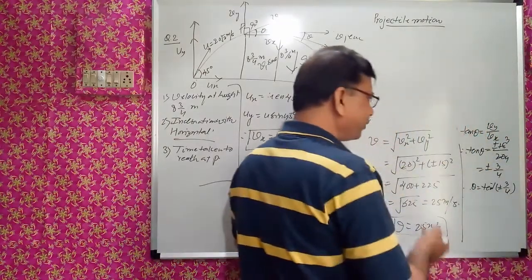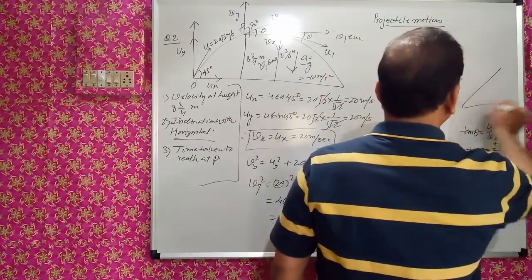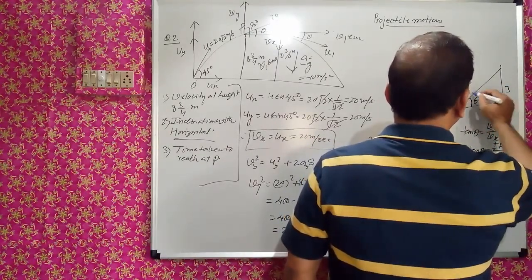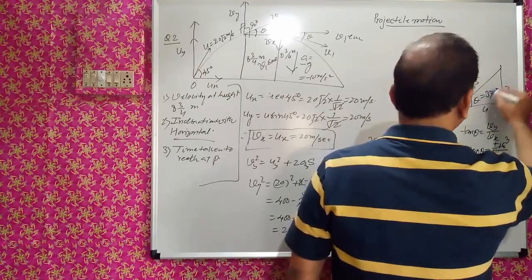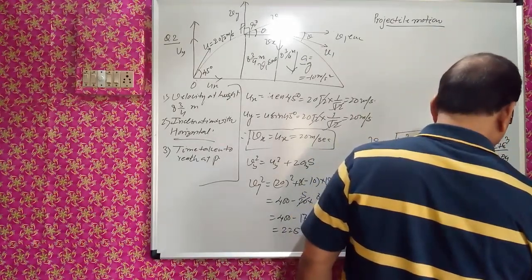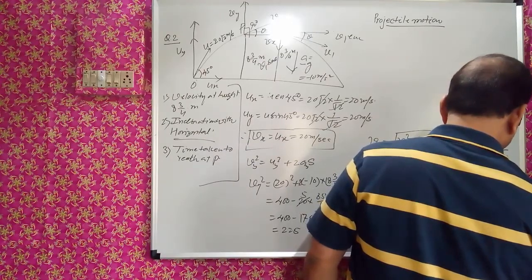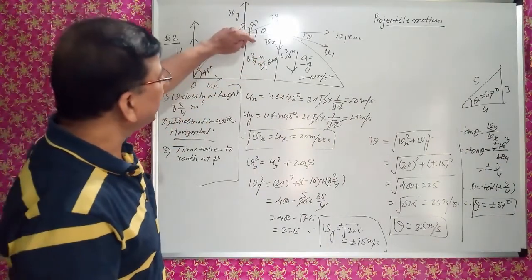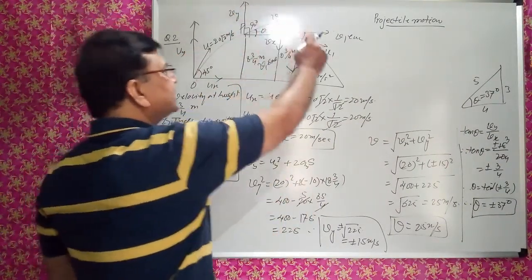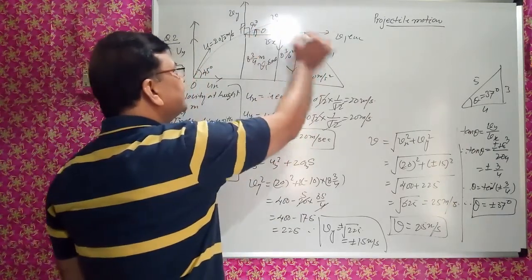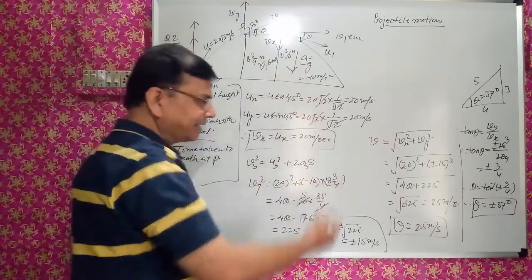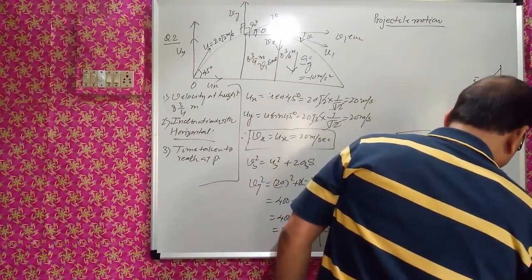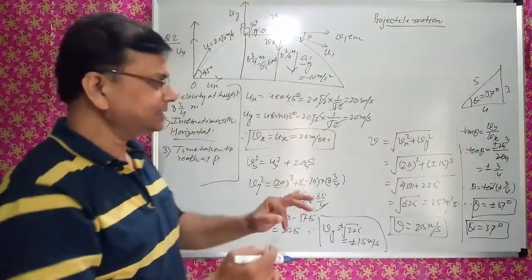And plus minus 3 by 4 means if you draw a figure, that is theta, it is 3 by 4, then it is 37 degree. Therefore, theta is equal to plus minus 37 degree. What is the meaning of plus minus 37 degree? Here, if angle is measured this way, then theta is positive. Here, downward it is measured, so that is why theta is negative. So, in short, we can say that with horizontal, it will make 37 degree. One is upward, another is downward.